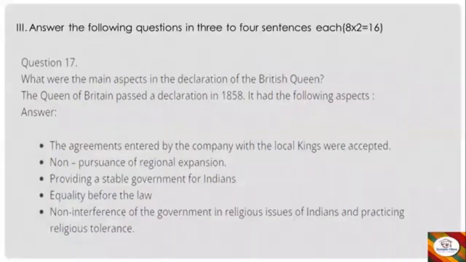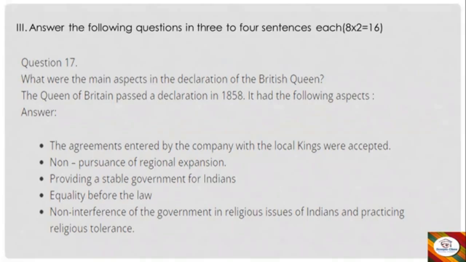Next, question 17 is coming under the third main. Answer the following questions in 3 to 4 sentences each. Now again you have 8 questions of 2 marks each, which equals 16 marks. So the question number continues. It's question number 17 now.